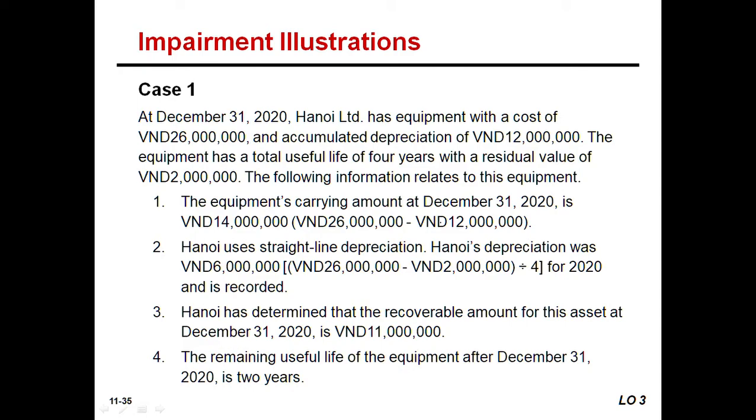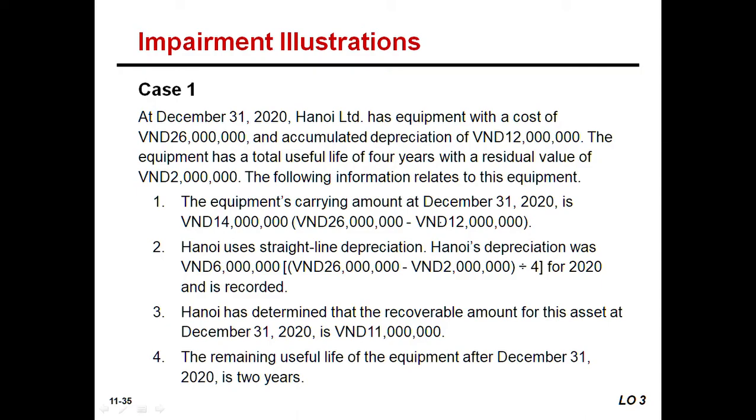Now let's look at this case and try to understand it. At December 31, 2020, Hanoi Limited has equipment with a cost of 26 million VND, some sub-currency, and accumulated depreciation of 12 million VND. The equipment has a total useful life of 4 years with a residual value of 2 million VND, and some more information related to the equipment. So what is that information?